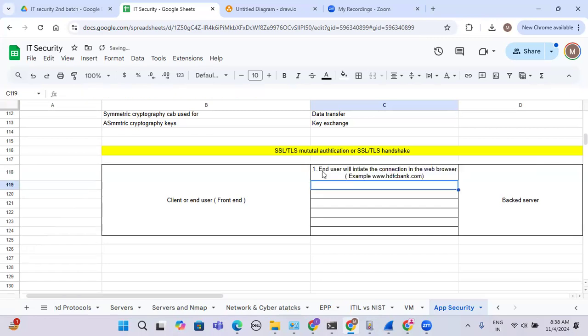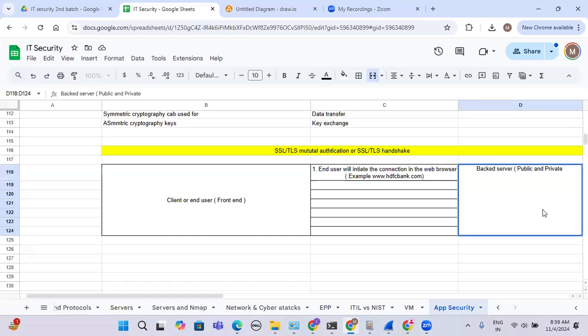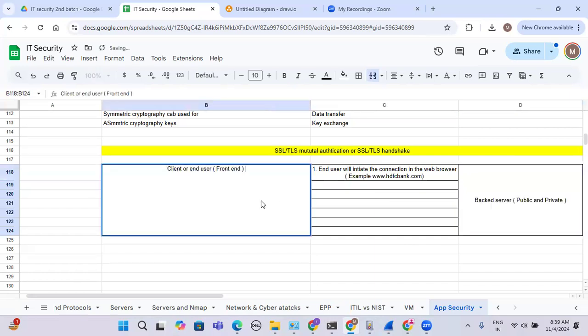After that, what will happen? Every client also has two keys and the server also has two keys. The private key we should not share. Only the public key we can share. Here two keys are maintained by our server: one is called the public key and the second is called the private key. And here also, public key and private key.